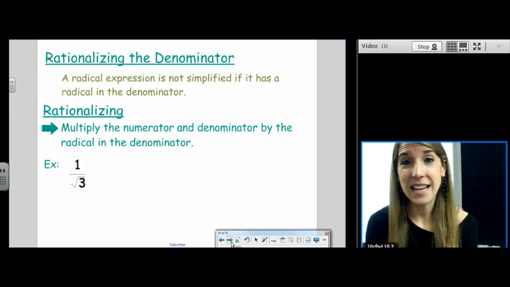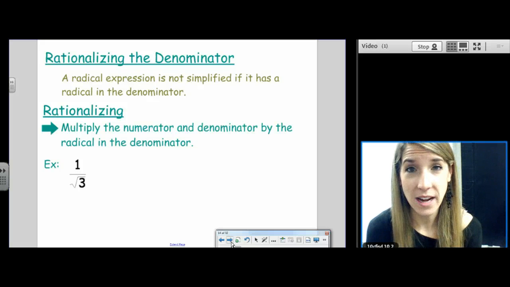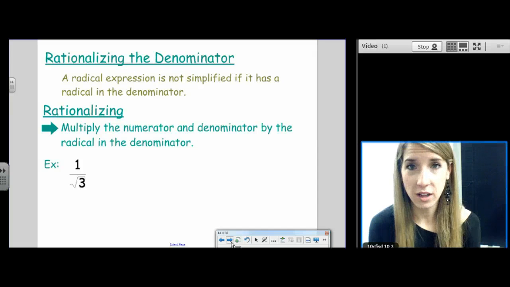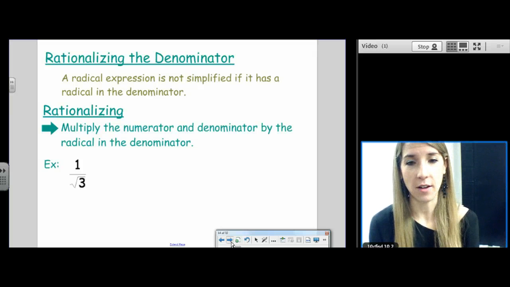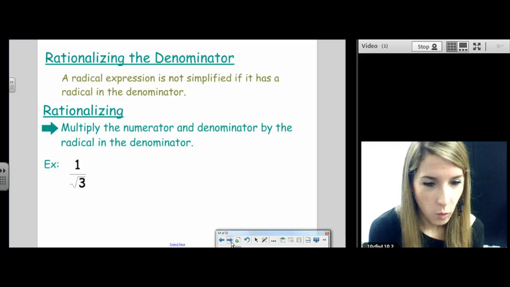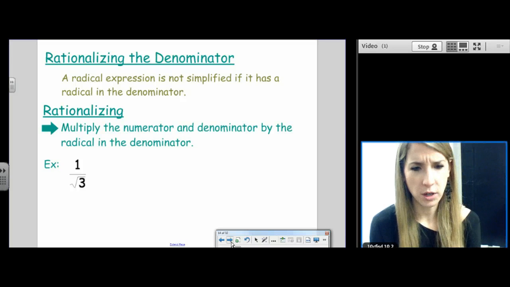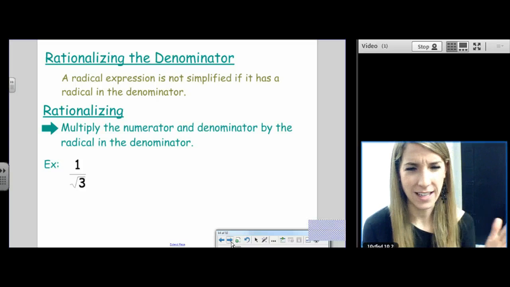Okay, when you need to get a radical out of the denominator, we're going to do something called rationalizing the denominator. Say that out loud. Rationalizing the denominator. What's Euclid? Euclid is a person. Euclidean geometry is what we study. He was a mathematician. Why are y'all asking that? Okay, anyways.